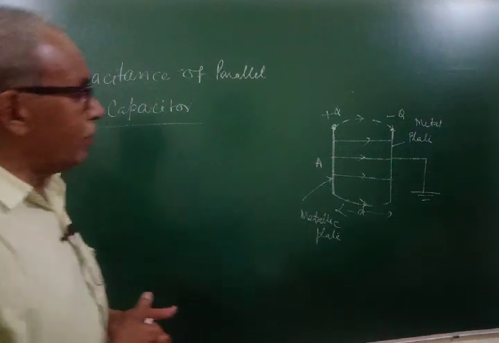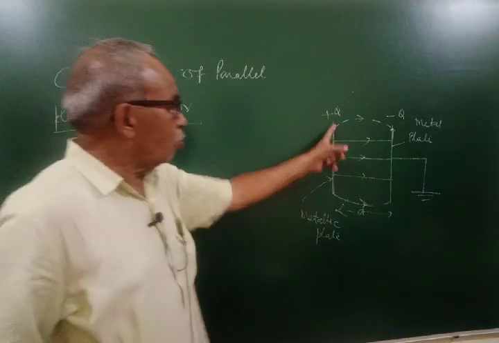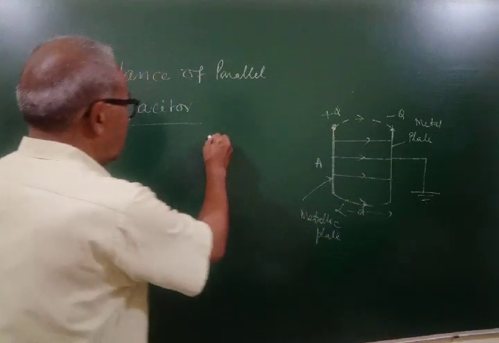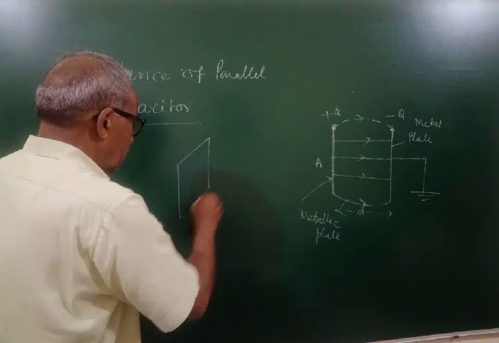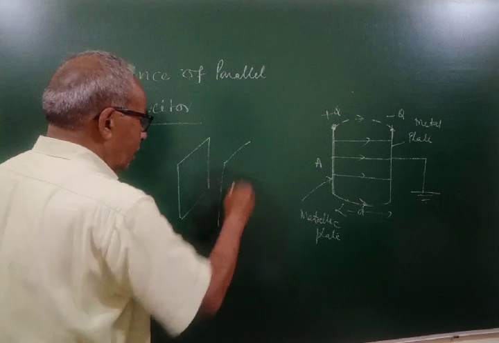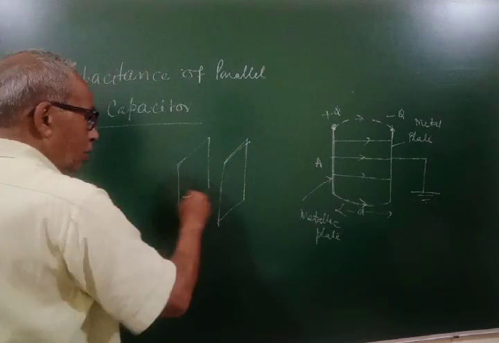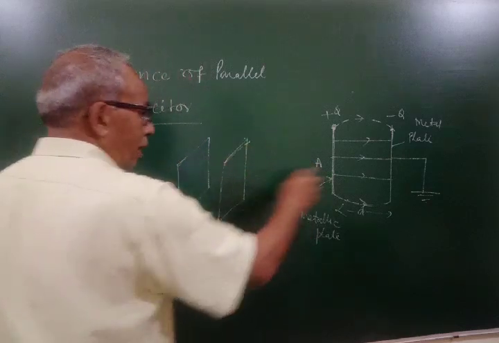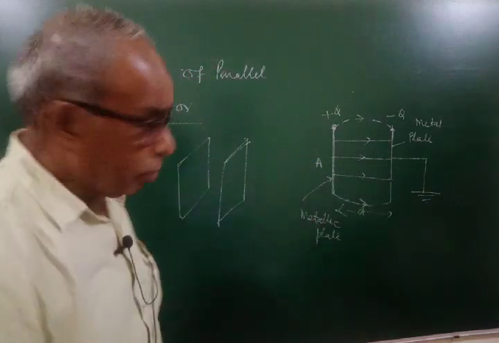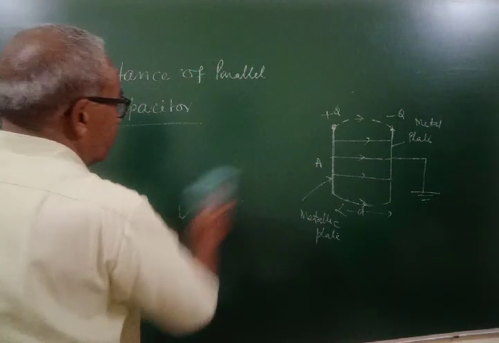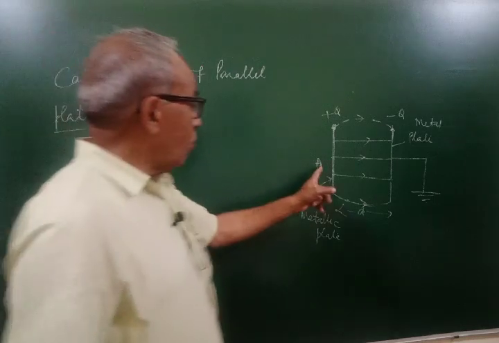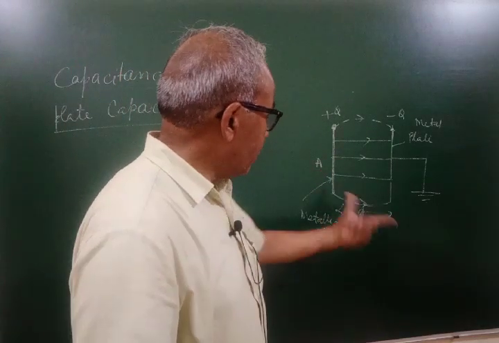So in the figure, these are two plates, not lines actually. In the diagram we show these plates by lines. These are not line wires, these are plates. Area of each plate is A, distance between them is d.